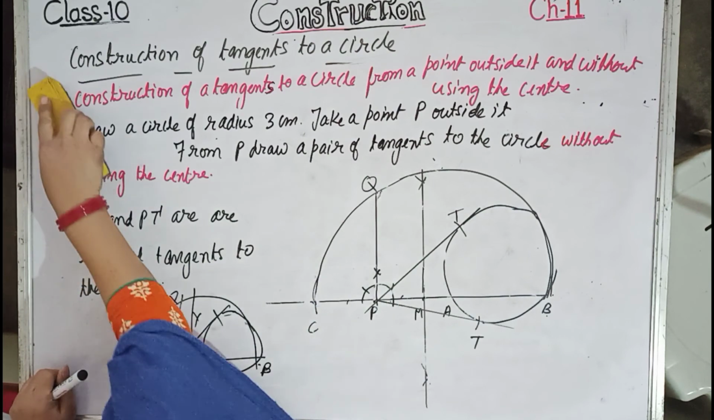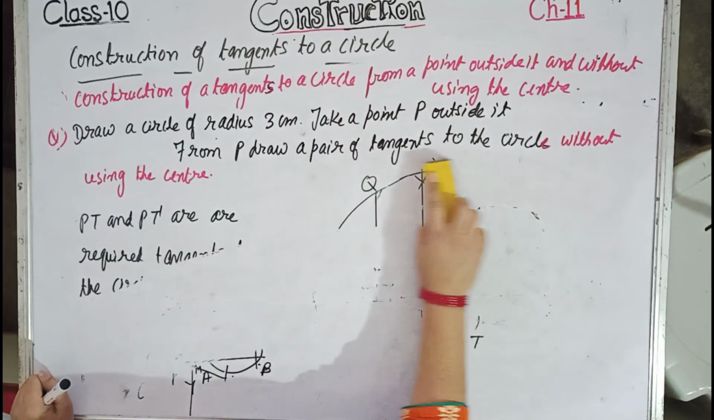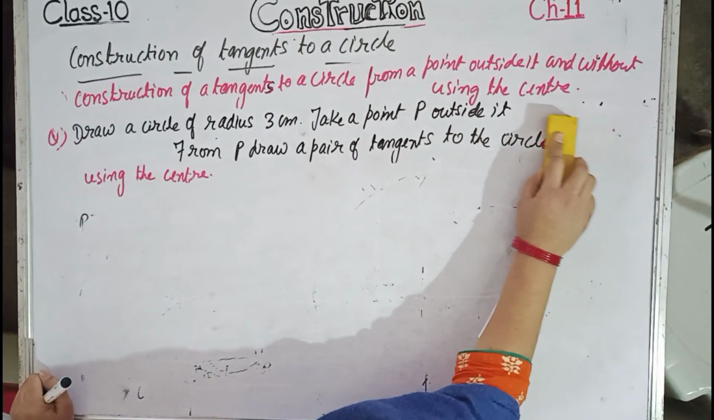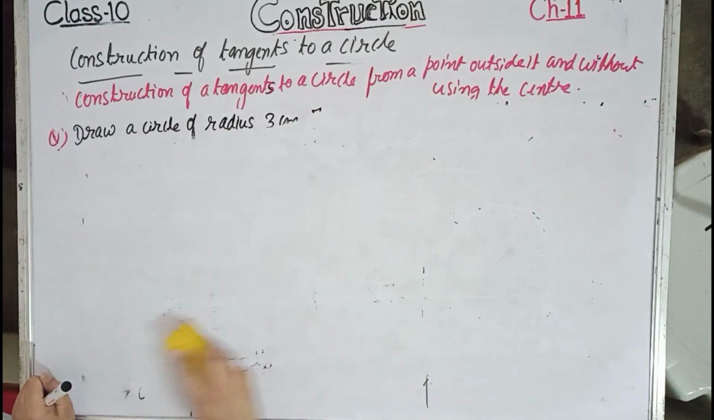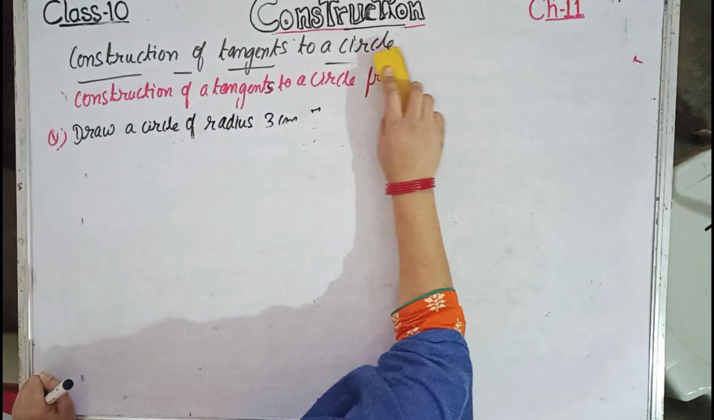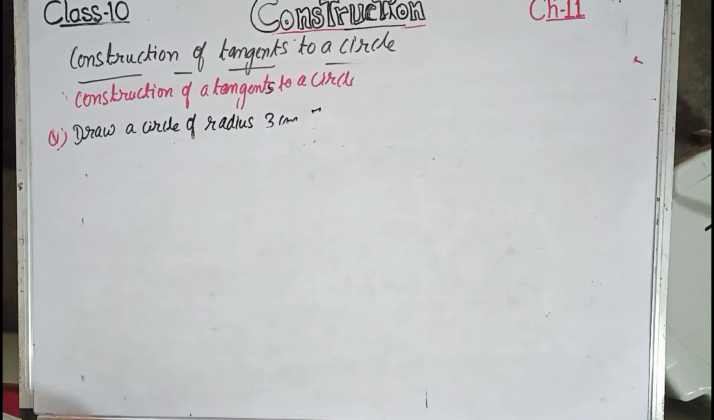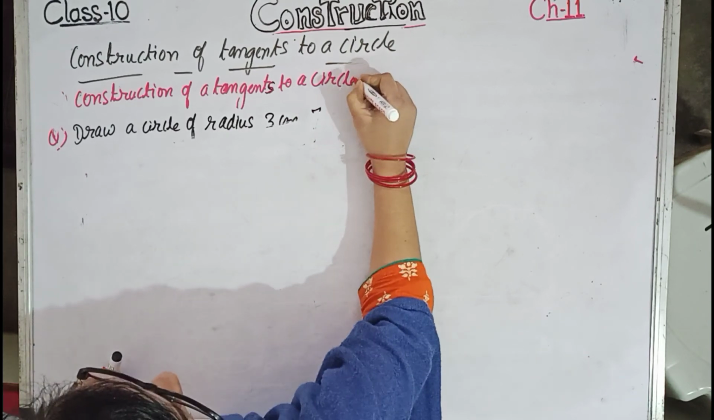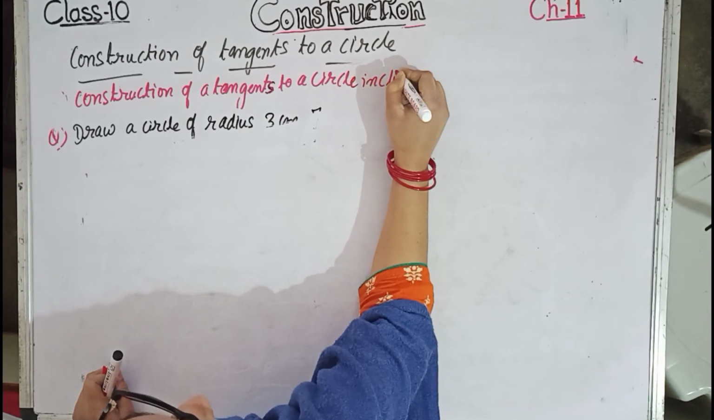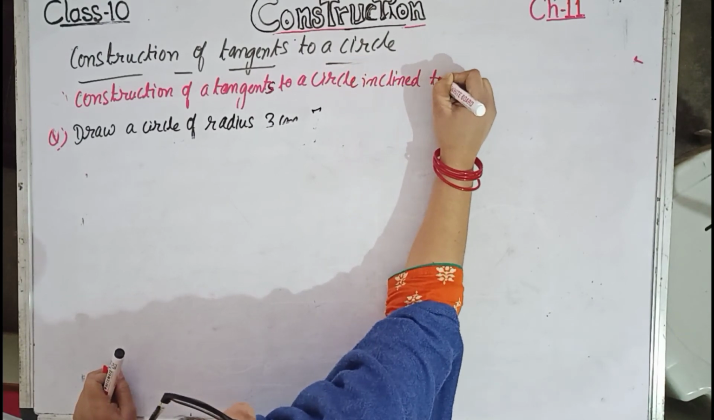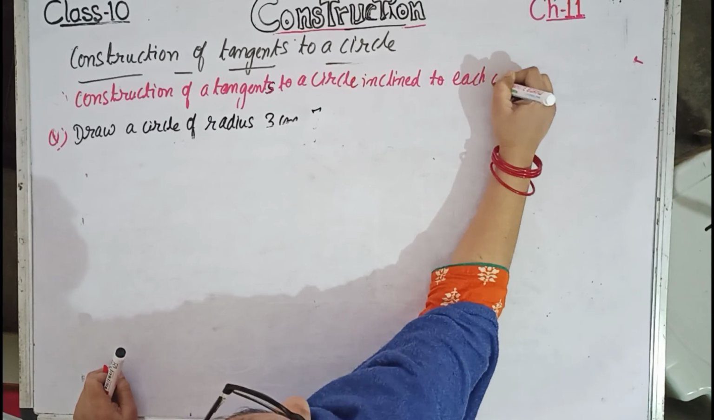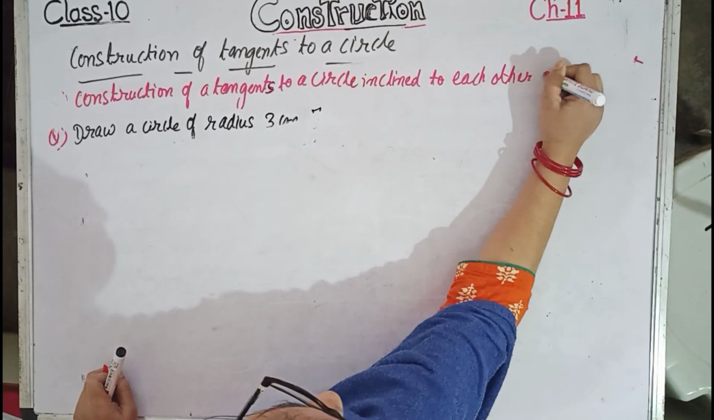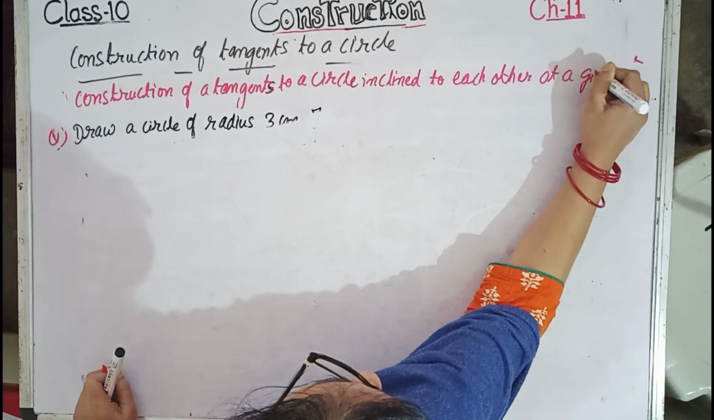Now let us move to the fifth construction. Construction of tangents to a circle inclined to each other at a given angle.